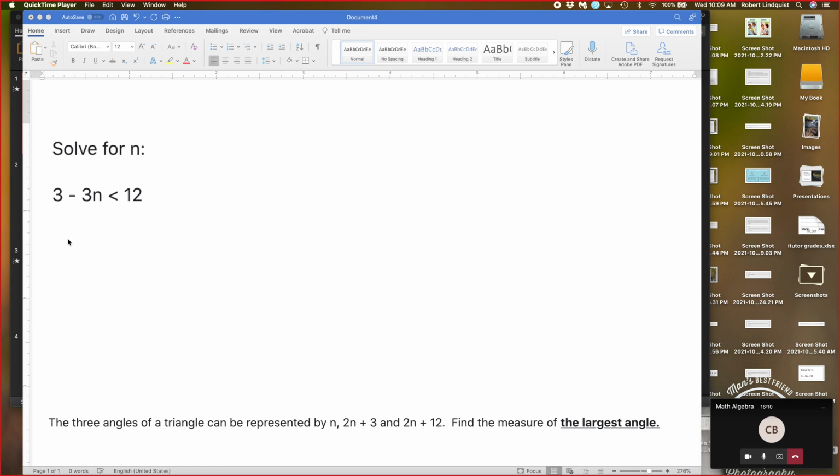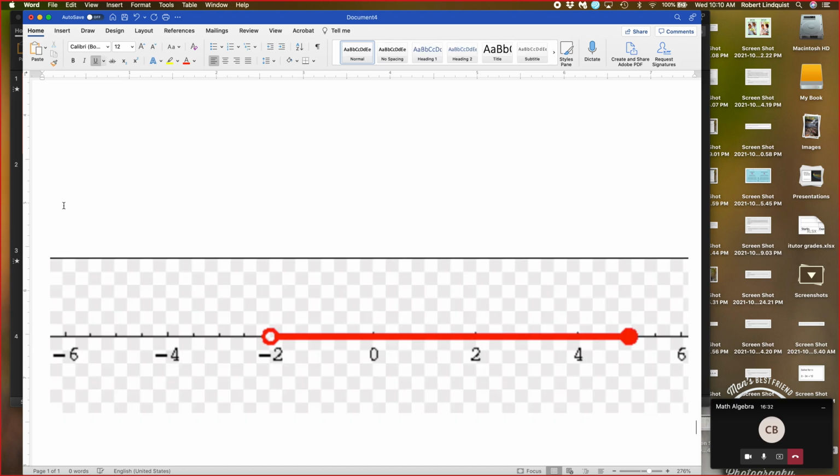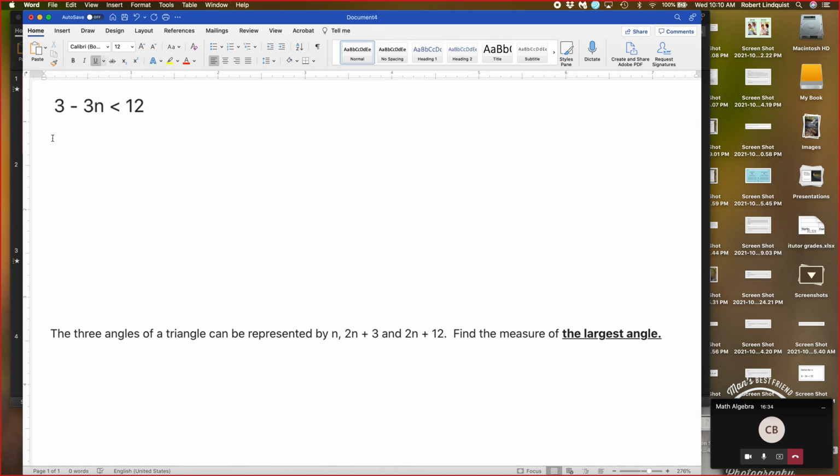Three most commonly missed questions on your last test. This was the first one: 3 minus 3n is less than 12, okay? Now, I think we know each other well enough to know that pretty much everybody would have started off doing the first step properly. So let's go to here.